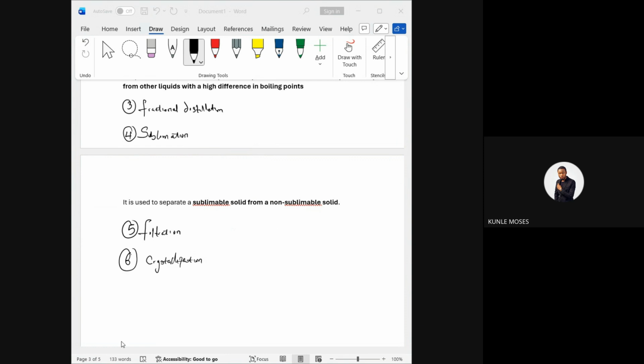Crystallization is a process of obtaining a pure solid in crystal form from its solution. So the principle behind crystallization is difference in solubility of a substance in a solvent at different temperatures.